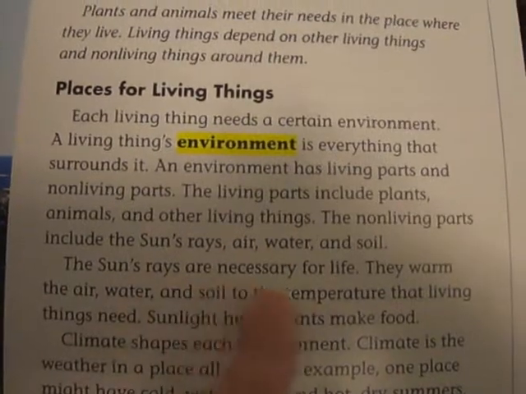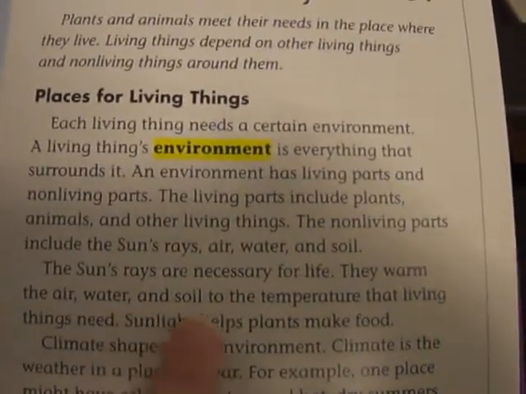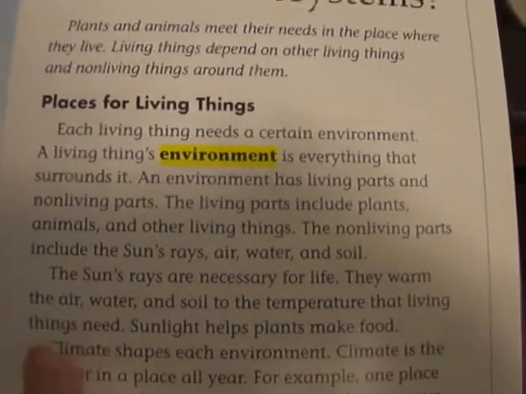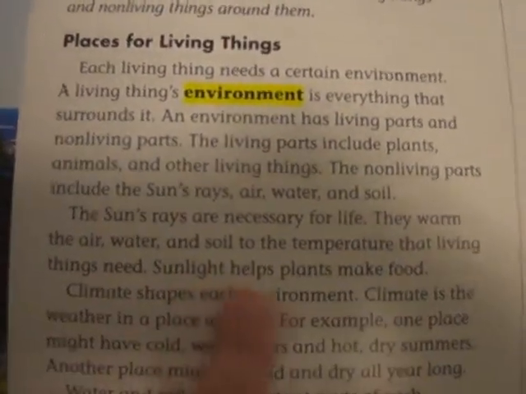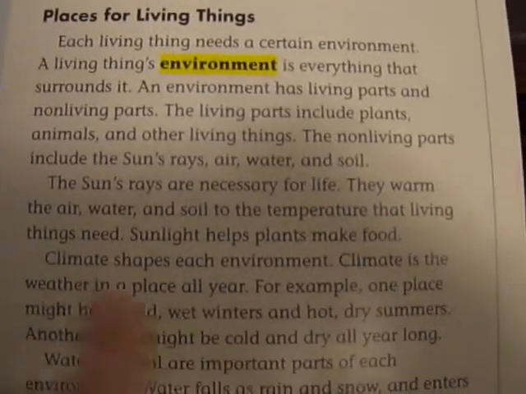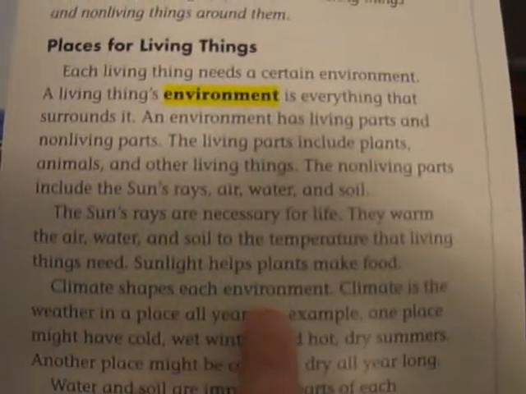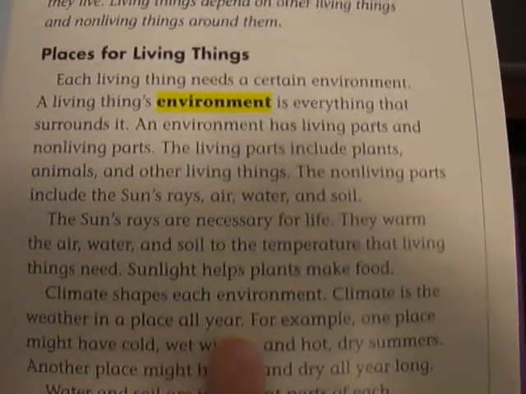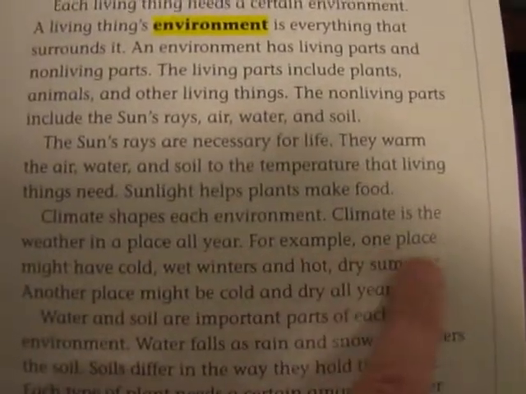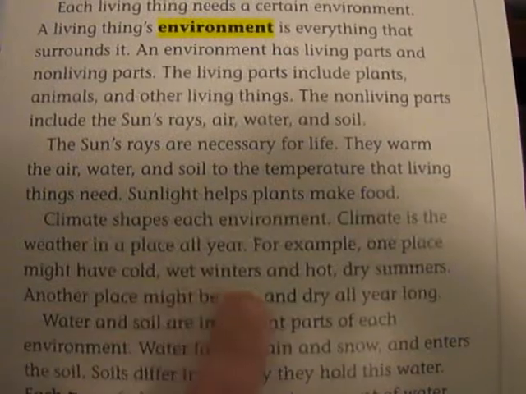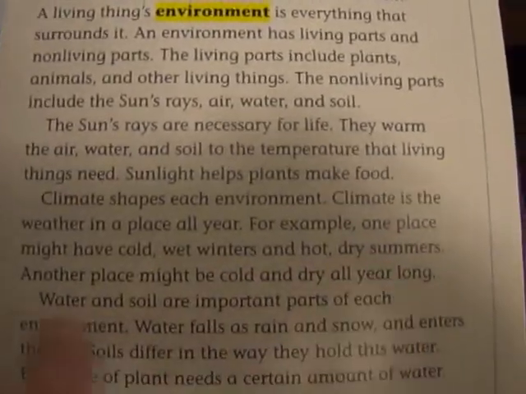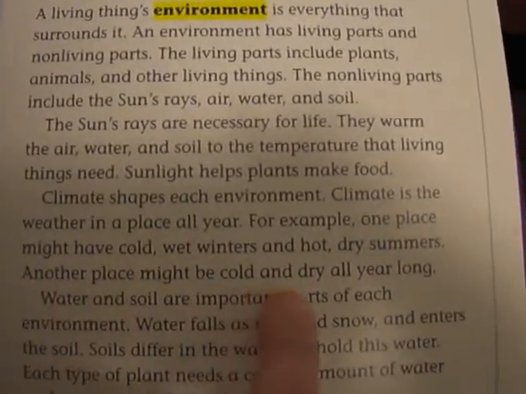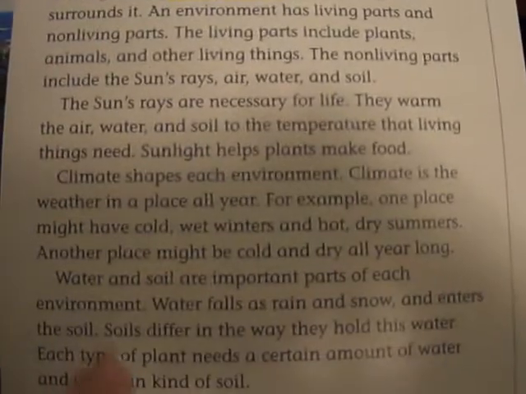The sun's rays are necessary for life. They warm the air, water, and soil to the temperature that living things need. Sunlight helps plants make food. Climate shapes each environment. Climate is the weather in a place all year. For example, one place might have cold, wet winters and hot, dry summers. Another place might be cold and dry all year long.